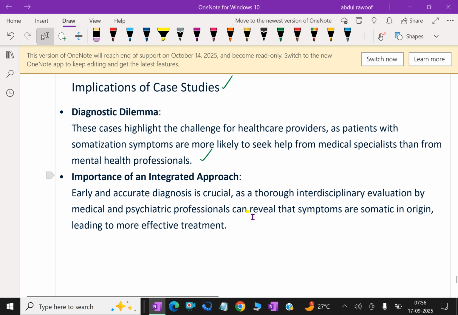Importance of an integrated approach. Early and accurate diagnosis is crucial, as a thorough interdisciplinary evaluation by medical and psychiatric professionals can reveal that symptoms are somatic in origin, leading to more effective treatment.